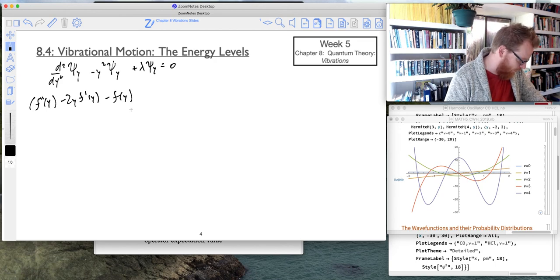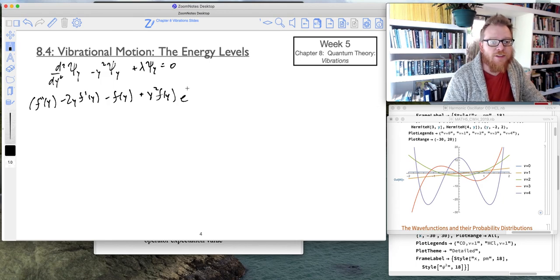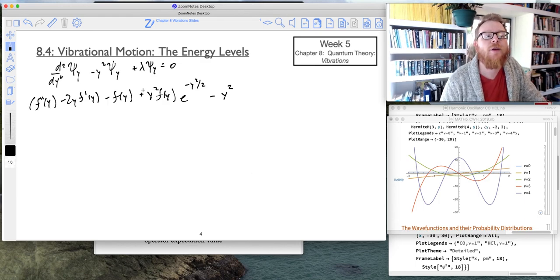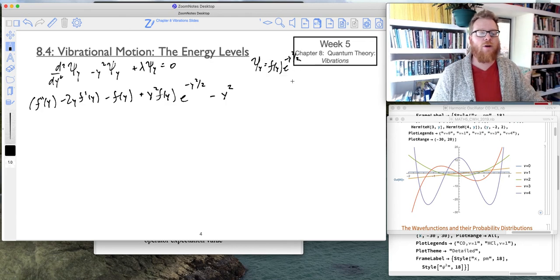I skipped writing a term. So this will be slightly out of order than the previous slide, but that's okay. Those are the two terms I wrote out of order. So that's all times e to the y squared divided by 2. This is our second derivative. Now we've got to say minus y squared times our psi of y. And remember, our psi of y, we guessed it was some function f of y times e to the negative y squared divided by 2.